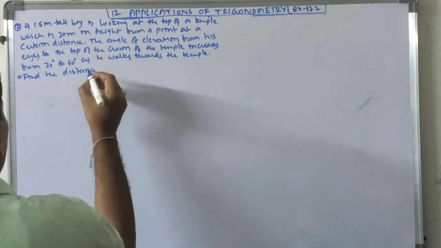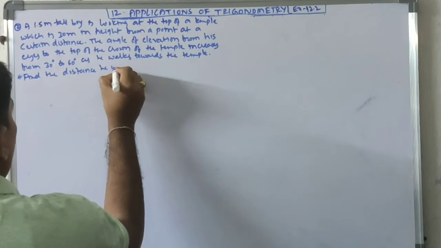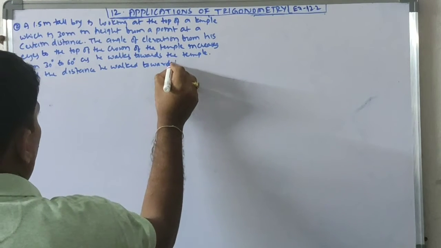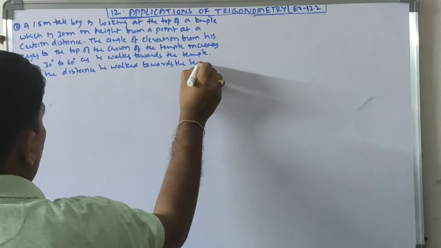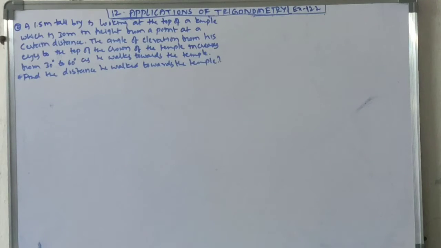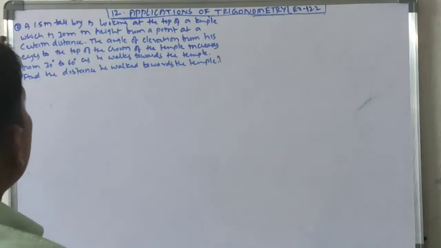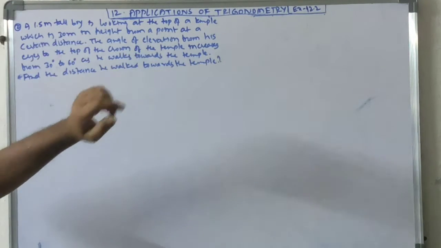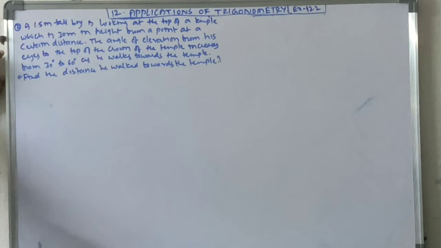He walked towards the temple. Find the distance he walked towards the temple. Okay, so a 1.5 meter tall boy looking at the top of a temple which is 30 meters high.